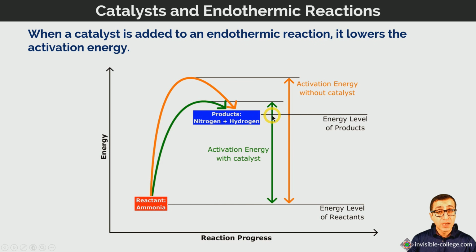Now you'll notice in both exothermic and endothermic reactions, whether you have a catalyst or not, the overall enthalpy change for the reaction, delta H, is not affected. What is affected is the amount of energy required to initiate the reaction, the activation energy. In both cases, in endothermic and exothermic reactions, you require less activation energy to start the reaction if you have a catalyst present.